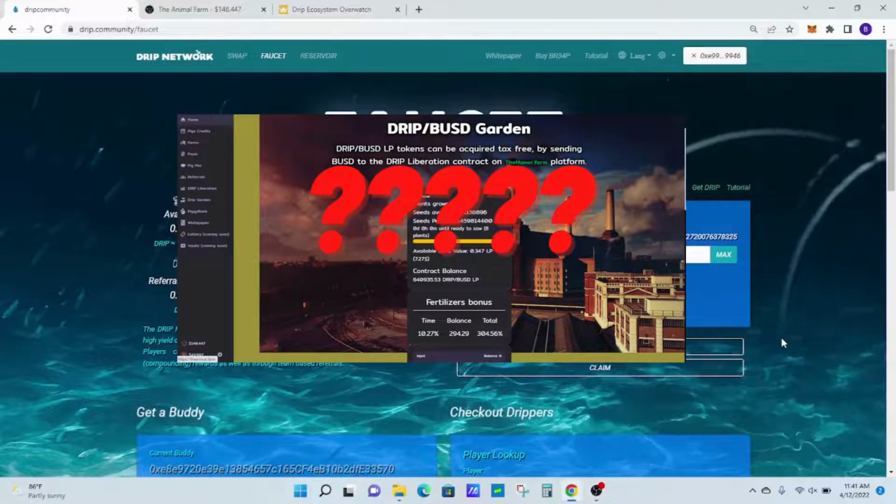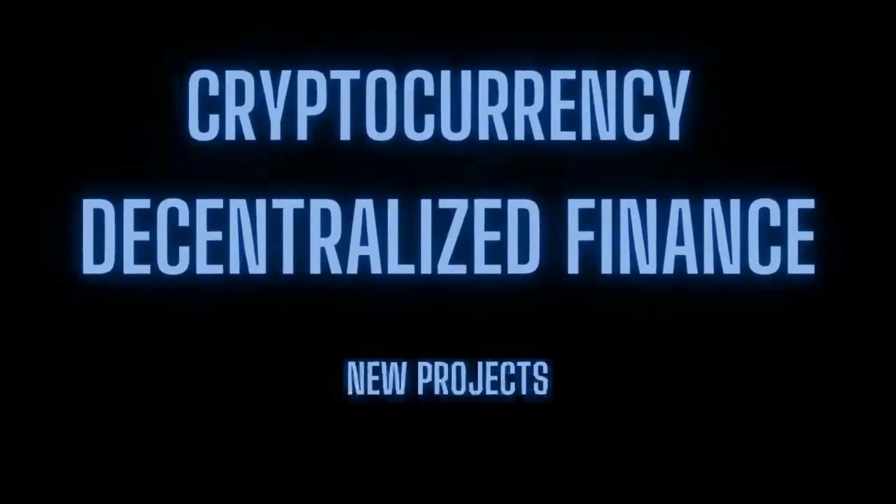What effect does the drip network have on the drip garden? Let's get into it.